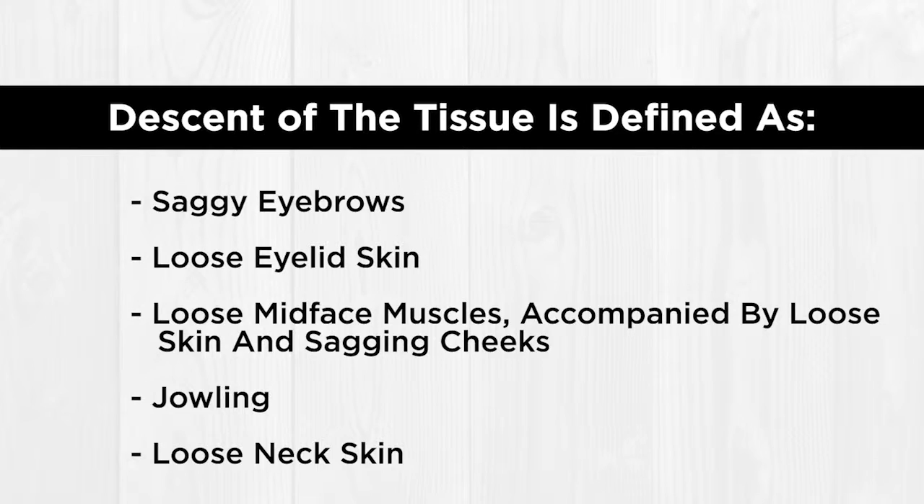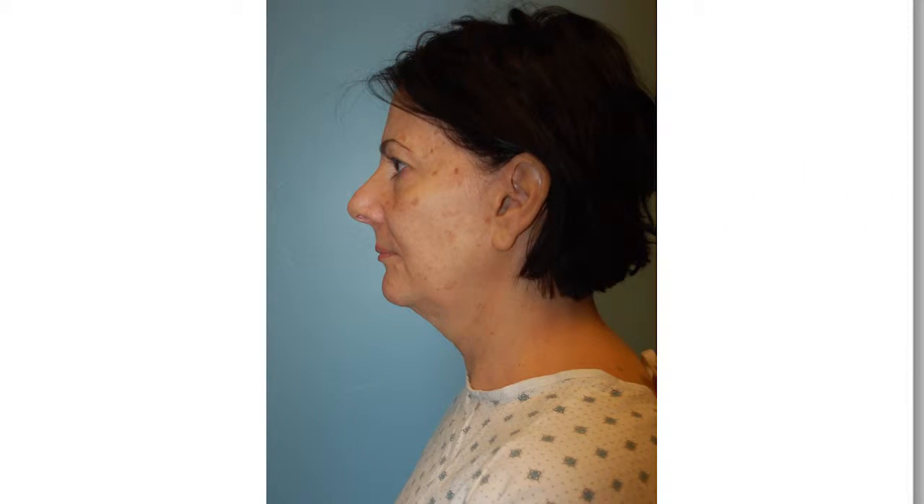Descent of the tissue is defined as sagging eyebrows, loose eyelid skin, loose mid-face muscles accompanied by loose skin and sagging cheeks, jowling, and loose neck skin. In these preoperative photos, you can see the descent of the cheeks, the more pronounced and deepened nasolabial folds, sagging jowl, loss of definition of the jawline, and loose neck skin.